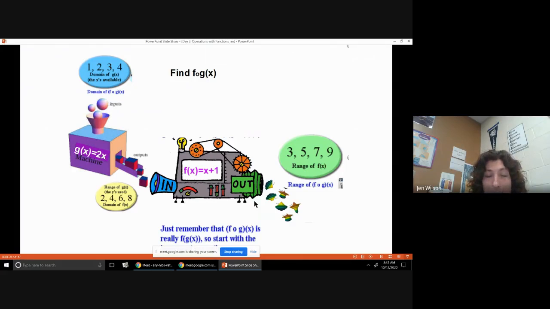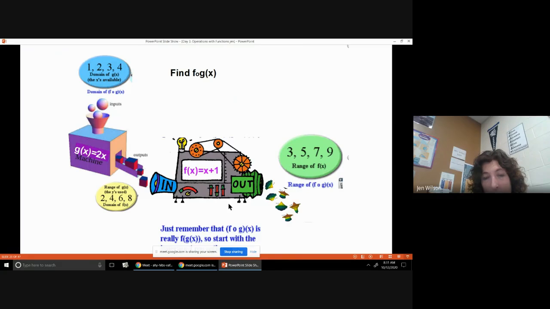I made a little diagram here of how it works. You've got two function machines. If we put the numbers 1, 2, 3, and 4 into the first one, the first function multiplies everything by 2. So the numbers that come out are now 2, 4, 6, and 8. We put those into the second function. That function adds 1 to them, and so when they come out, they're 3, 5, 7, and 9.